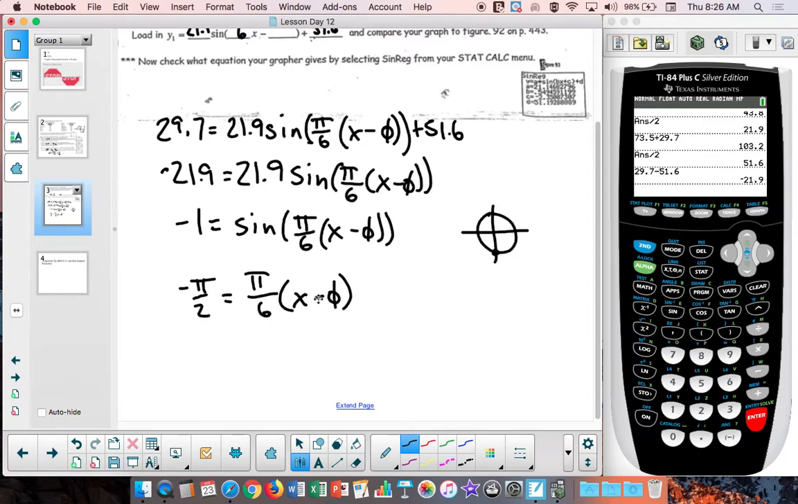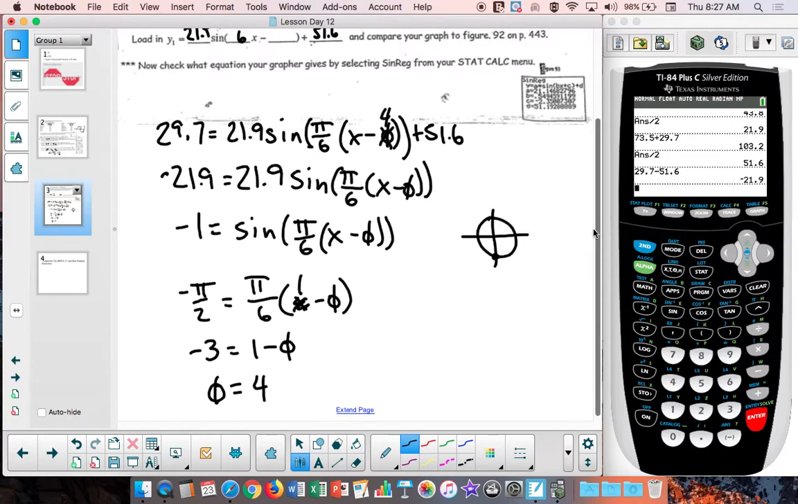And then solving for, x is 1 because it's January. So I'm going to multiply by 6, divide by pi. You should get -3 is equal to 1 minus phi. I'm going to add phi and add 3. So phi is 4. Just to save time, I'm going to change this to a 4 up here. This is what I'm going to type in. Y equals 21.9 sine of pi over 6 times x minus 4 plus 51.6.